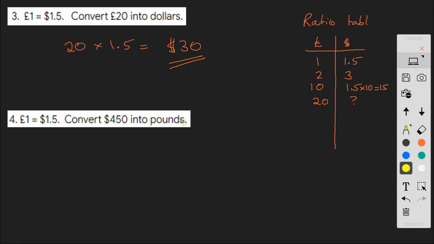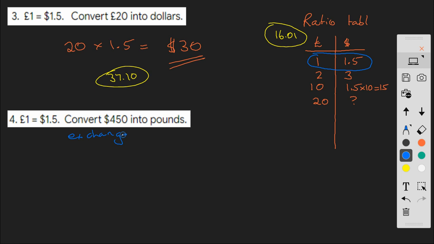Now, I will include at this stage a couple of century nuggets to go and look at. First is 16.01, which is how the ratio table works, and for some further currency conversion questions, go to 37.10. Okay, now let's look at question 4, and we've got the same exchange rate. But in this instance, what we're given is the dollar amount and we're asked what is the value in pounds.